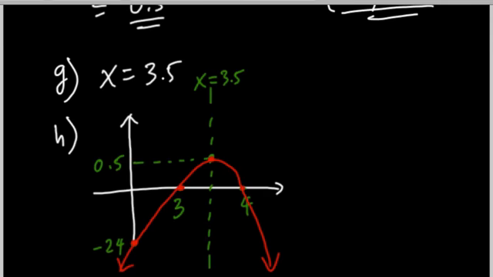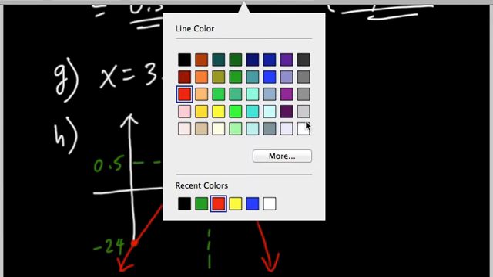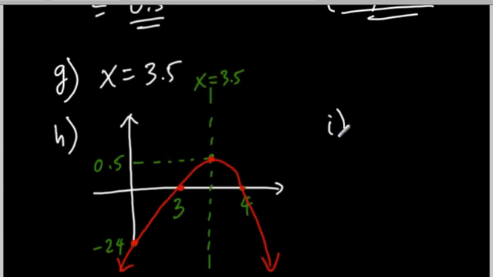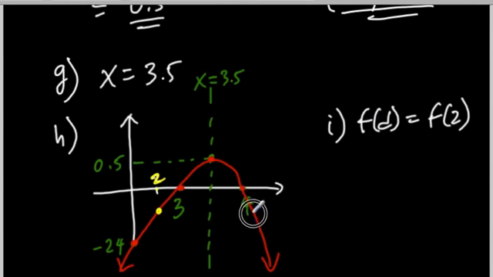That's our parabola. Now, let's do I, where f of d is equal to f of 2. So f of 2, so here's 2. Oh, let me just use yellow. Here's 2, and f of 2 is right there. So that's the y-coordinate. So what we want is the symmetrical point, which is right there, on the same line. So this is d.